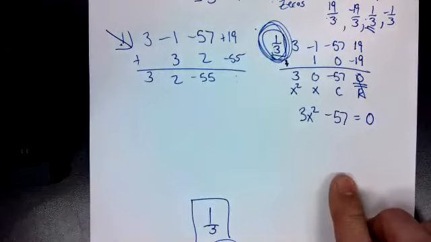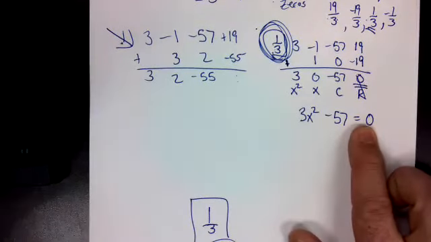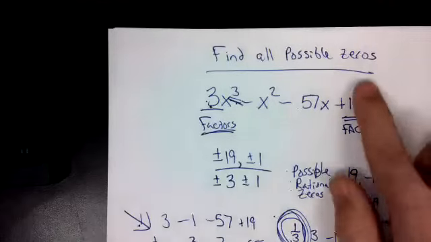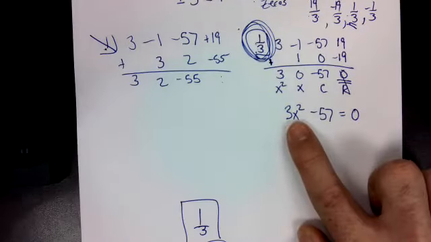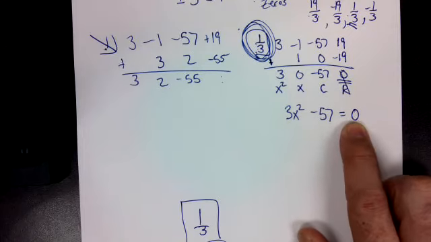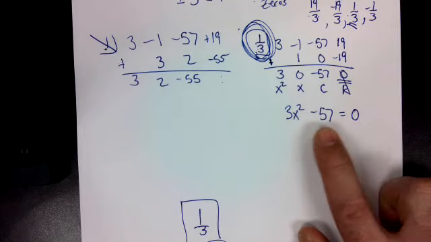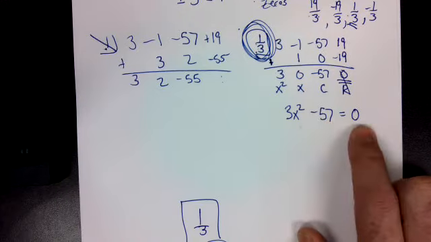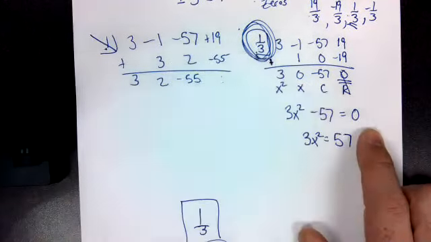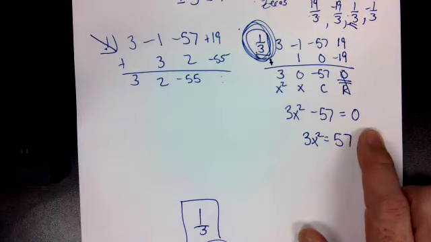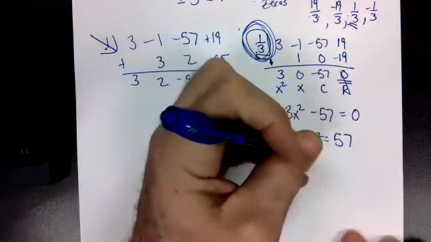Which again, I need to figure out what makes that equal 0, because I'm looking for zeros. Again, the prompt, find the zeros. So I need to know what numbers make this equal the 0. So we're going to solve again, add my 57 to both sides. Divide by 3.